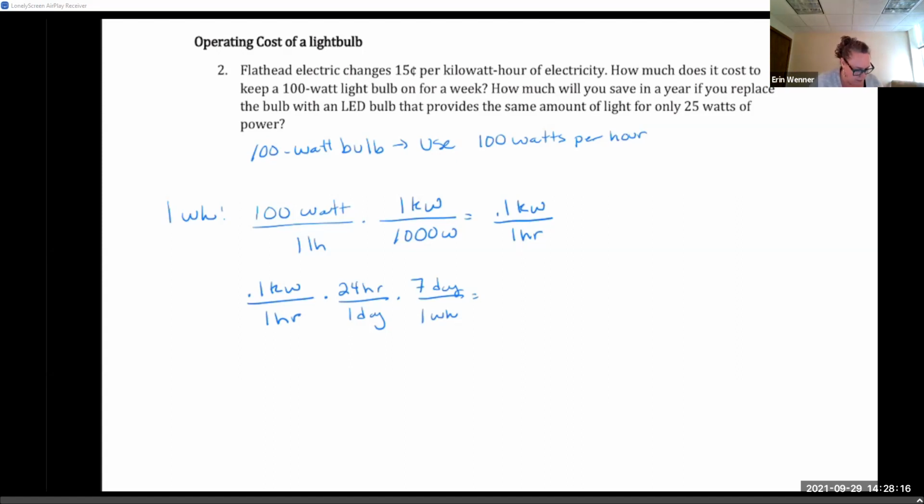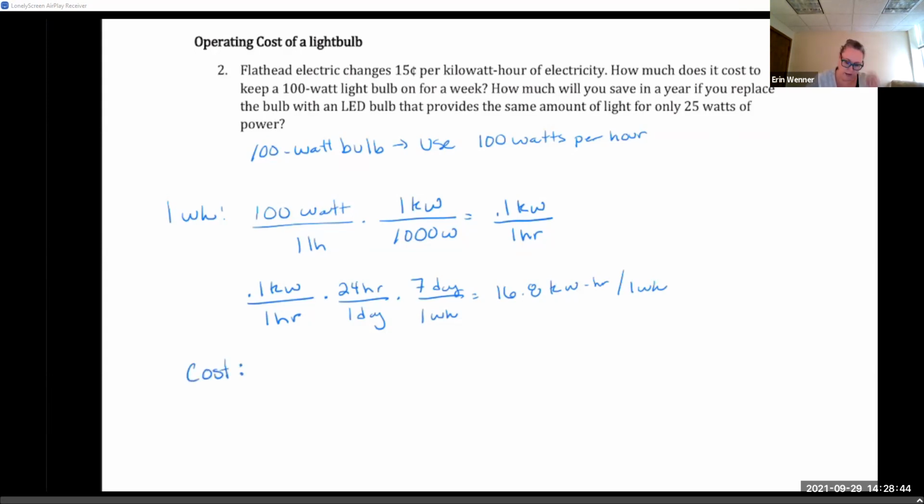So 0.1 times 24 times 7 gives us 16.8 kilowatt hours in 1 week. So that's how much energy that one bulb uses over the course of the week. So then what's the cost?